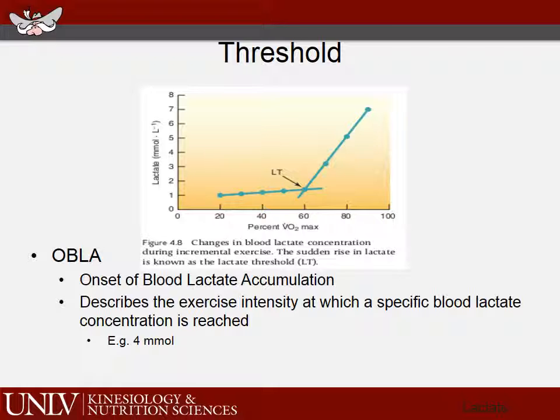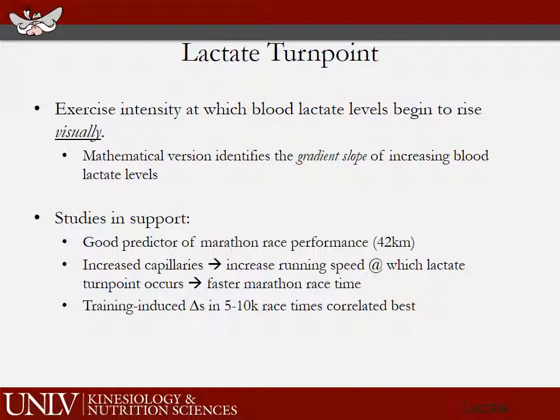But for me, I generally use the shift, like they show in the graphic, when there's that sudden rise. I would say that's the lactate threshold. Think back to that graph on the previous page. So here's the graphical version of the lactate turn point. But there's also a mathematical version that calculates that slope, right? The gradient slope of increasing blood lactate levels. So you can do it visually like I just showed you, or you can do it mathematically. You can have your way. I like to do it visually.